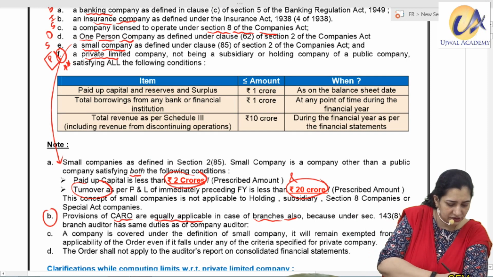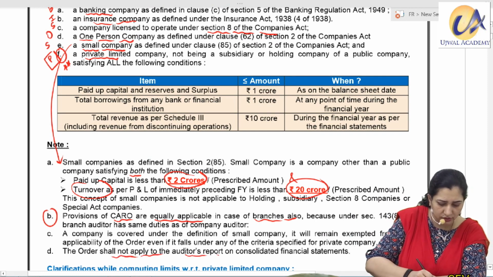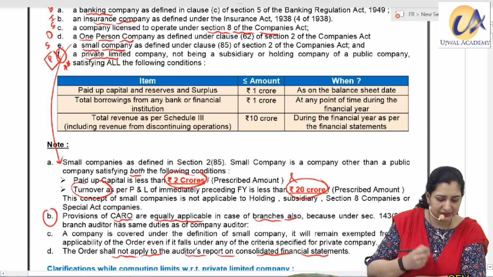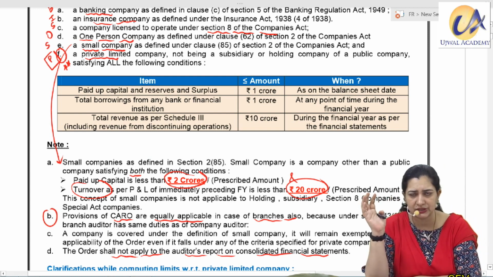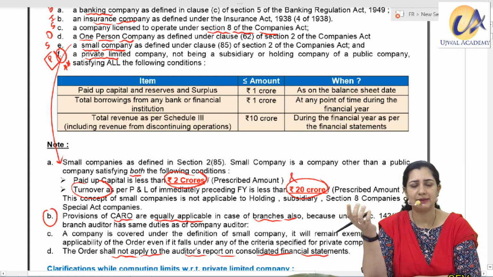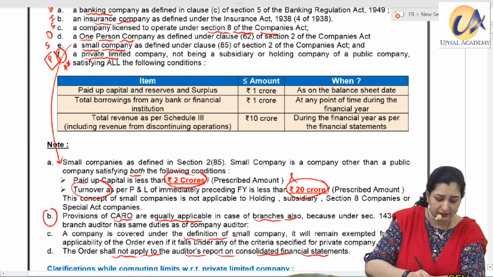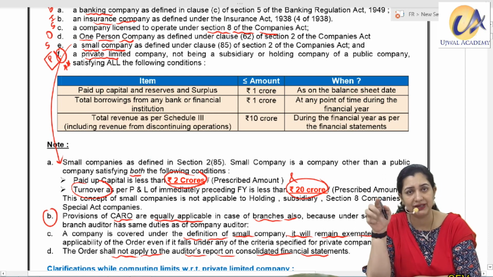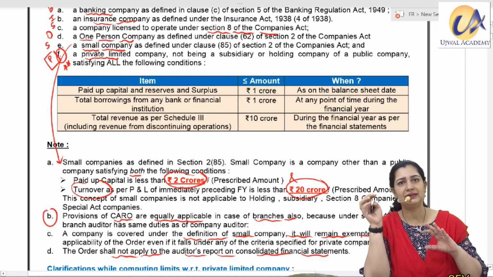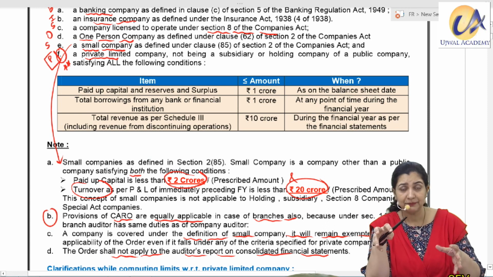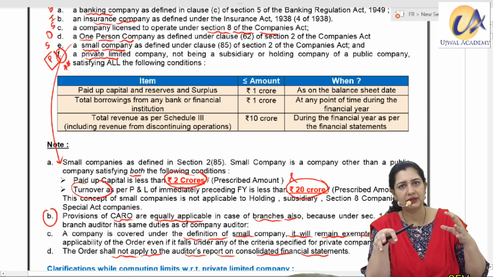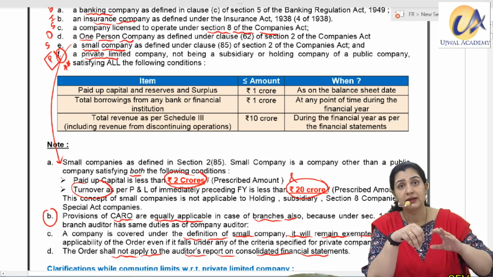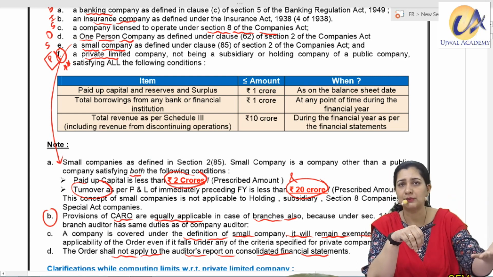Then we already said it shall not apply to report on CFS. And yes, if a company is covered under small company definition, then it will remain exempt, though it may fall under private company. Like you see that point number F, it may happen that a company is a private company, right? And it may not be satisfying these conditions, I'll explain that to you. But it is falling under small company definition.